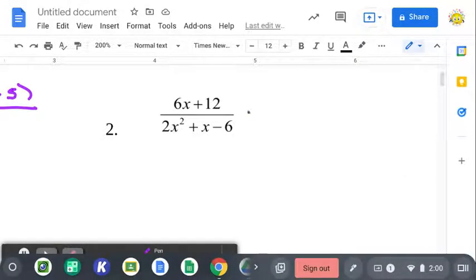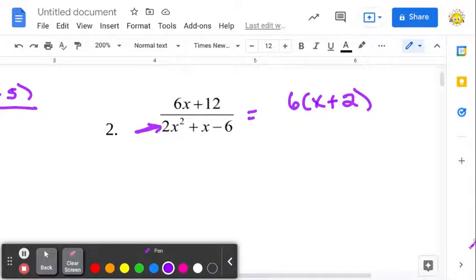Alrighty. So our numerator, take out a GCF. We do a lot of GCF in here. Take out a 6, you're left with x plus 2. Now, unfortunately, this guy down here, I see a 2 as our A term, but I can't take out a GCF. So this is the AC method.